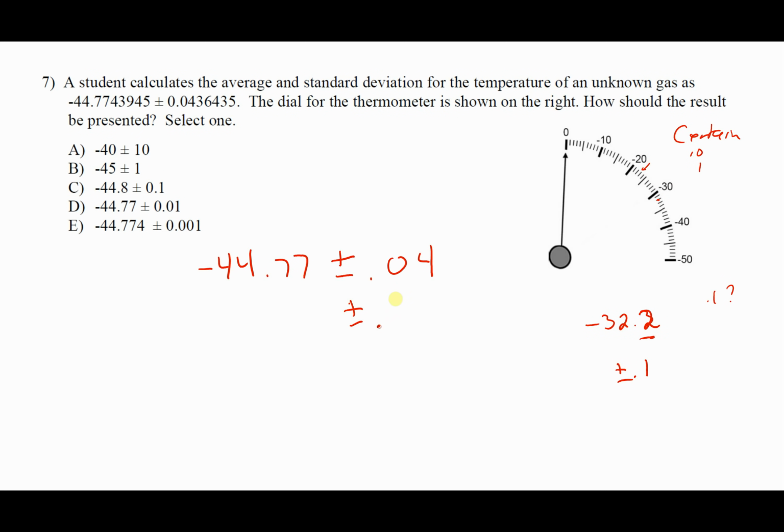So what's bigger, plus or minus 0.1 or plus or minus 0.04? Well, plus or minus 0.1 is bigger, so we can't use this, right? We have to make the number match, and we'll have to round it.